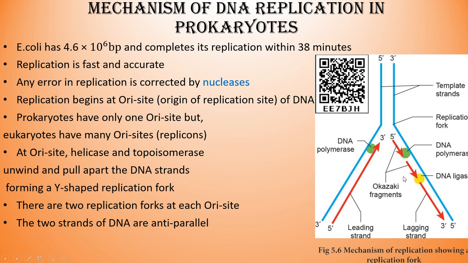There are two replication forks at each origin of replication site, so it looks like a replication fork. The two strands are anti-parallel to each other. Here G is there, here C; here A is there, here T, like this, anti-parallel to each other.